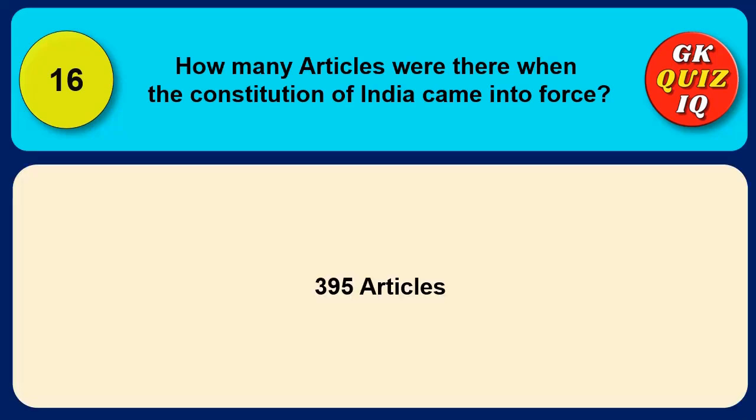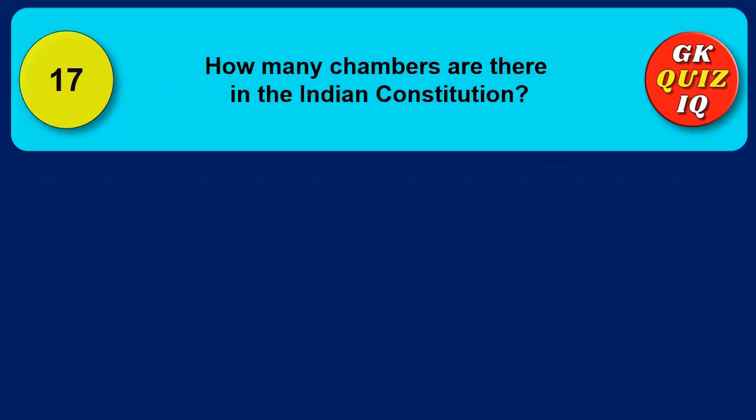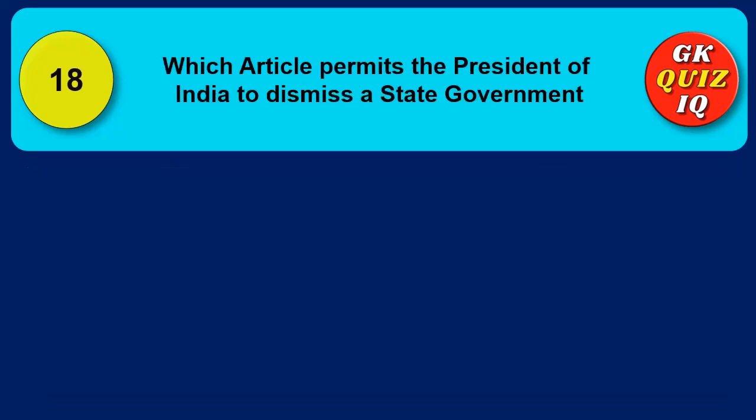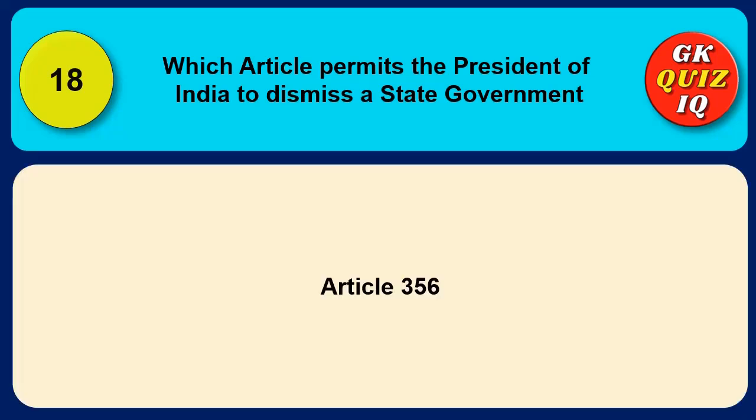How many articles were there when the Constitution of India came into force? 395 articles. How many chambers are there in the Indian Constitution? 2. Rajya Sabha and Lok Sabha. Which article permits the President of India to dismiss the state government? Article 356.